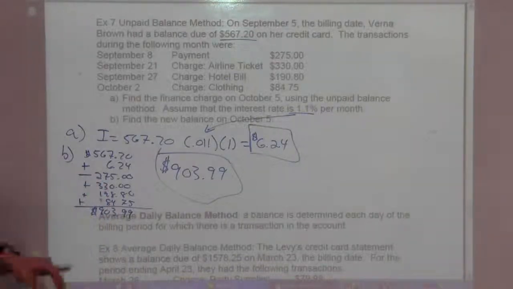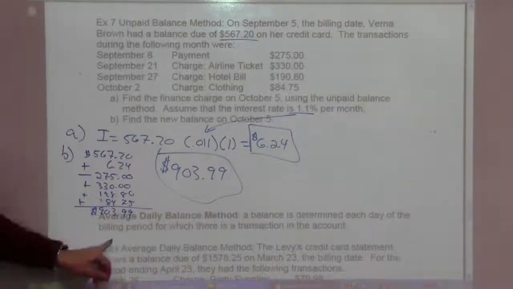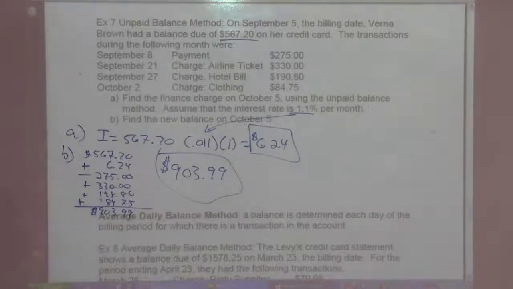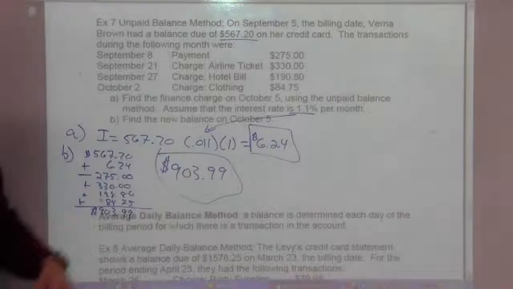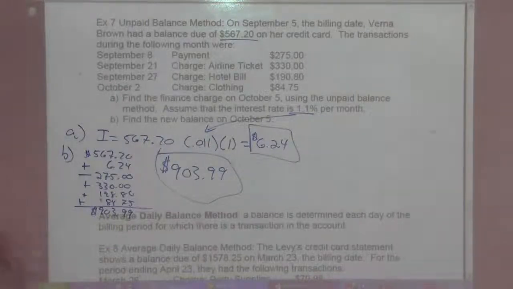Now the other technique is the average daily balance method. A balance is determined each day of the billing period for which there is a transaction in the account. So you're looking at each day, how many days is this the balance? How many days is this the balance? I'm going to scroll up, so pause if you need a pause there.